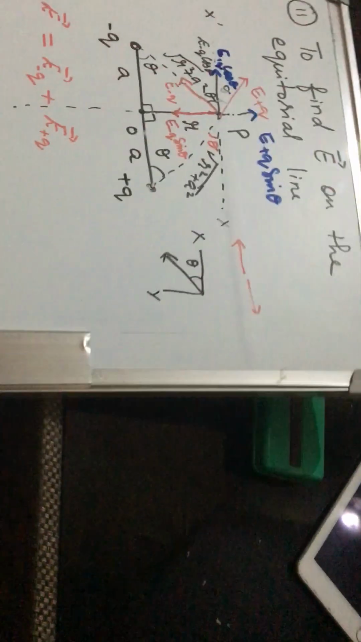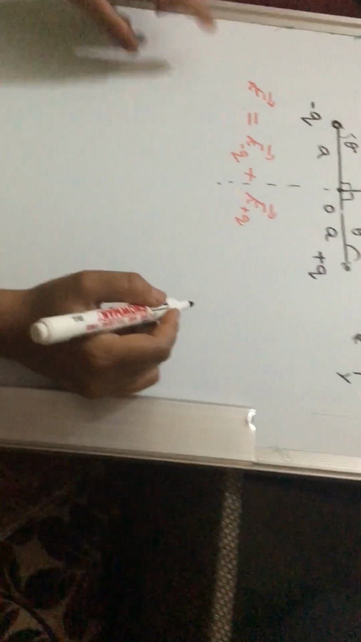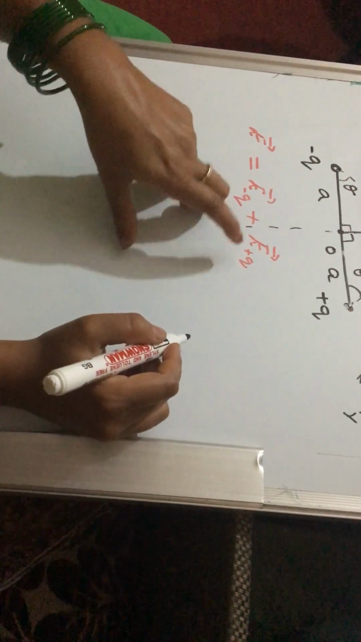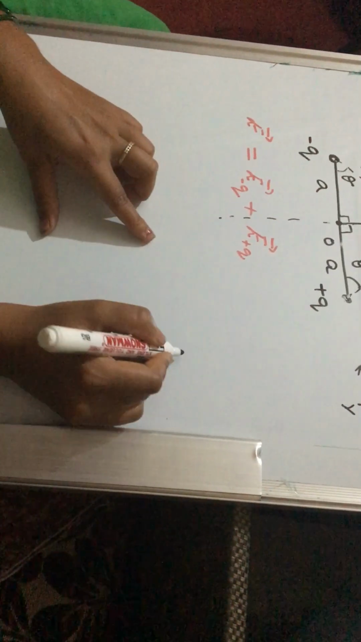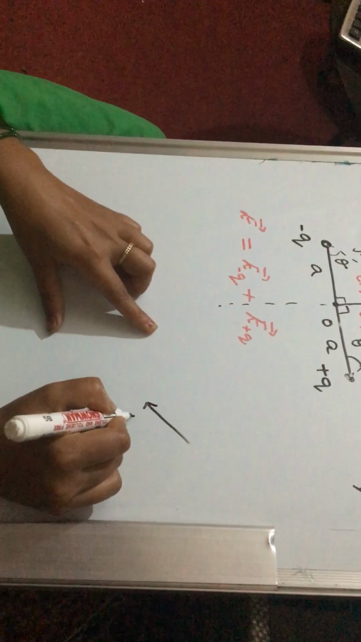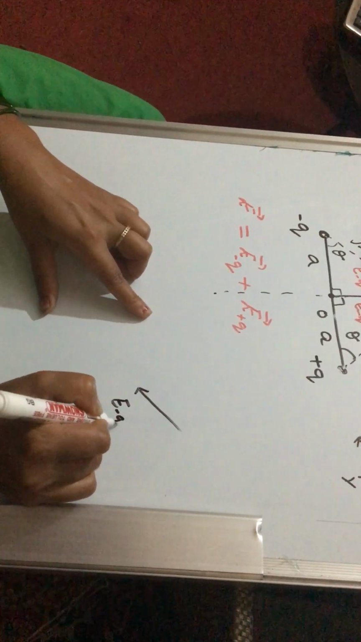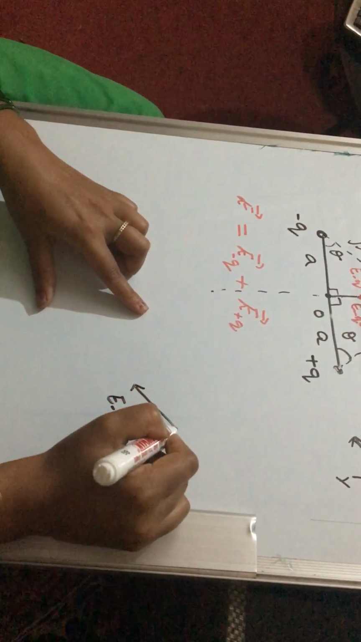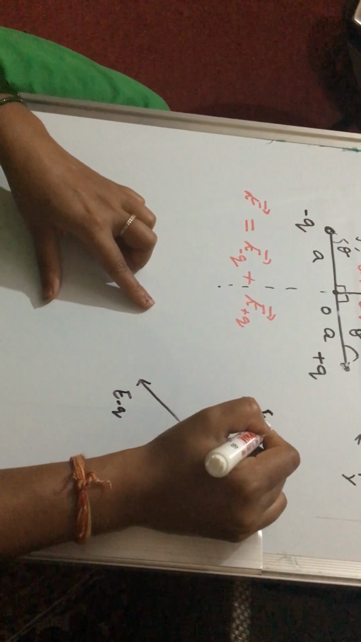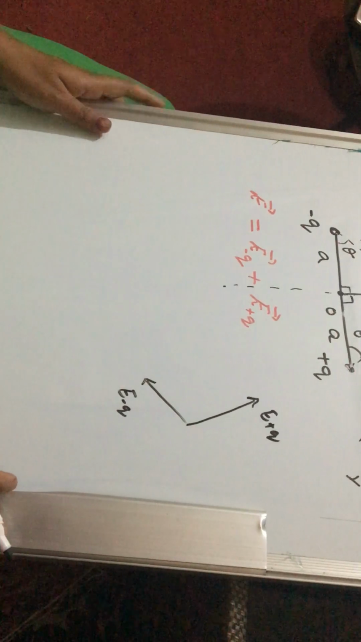See, we had one problem. We had to add the electric field E minus Q and E plus Q. But the direction of E minus Q was directed along here, and E plus Q was directed somewhere here. Okay, means the directions were different.